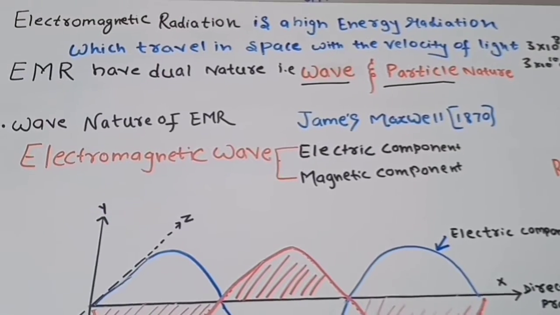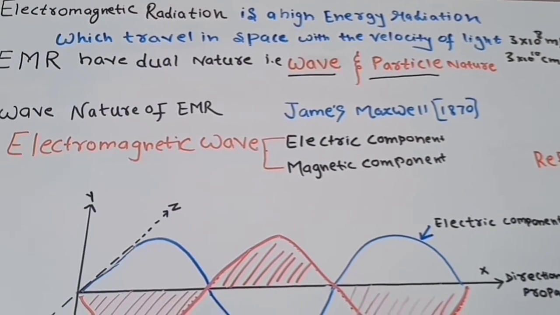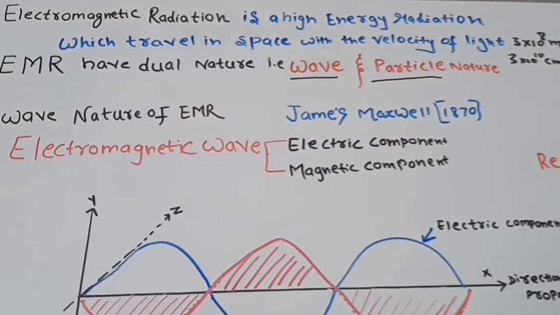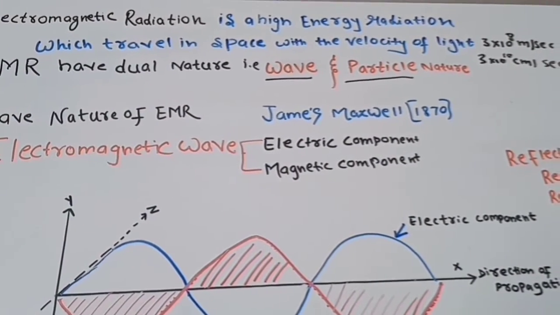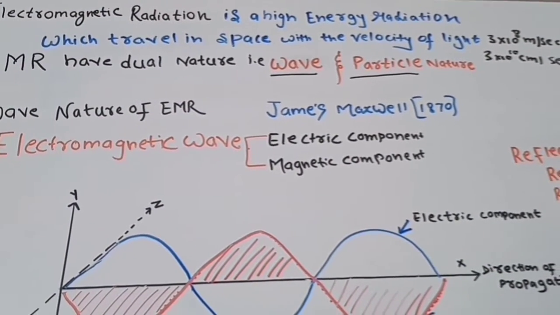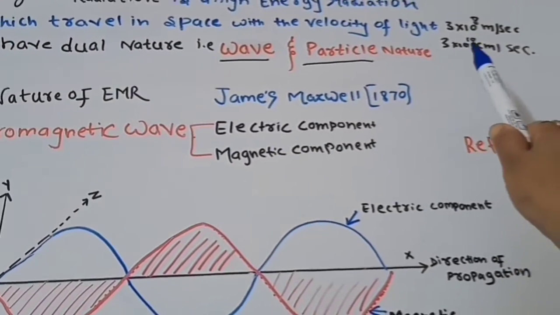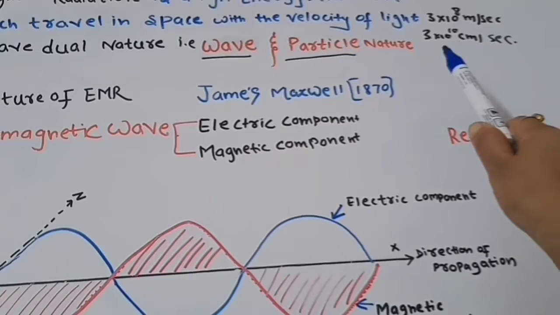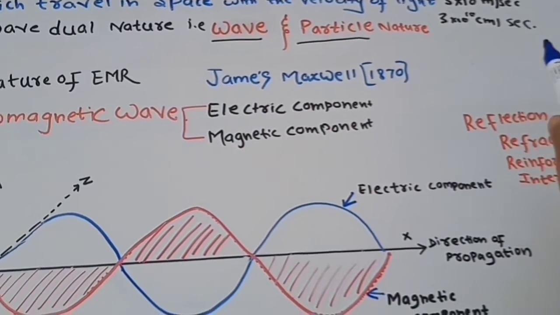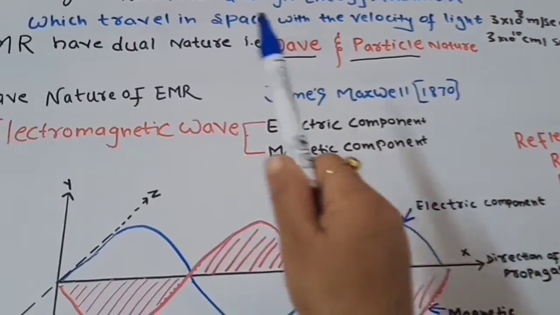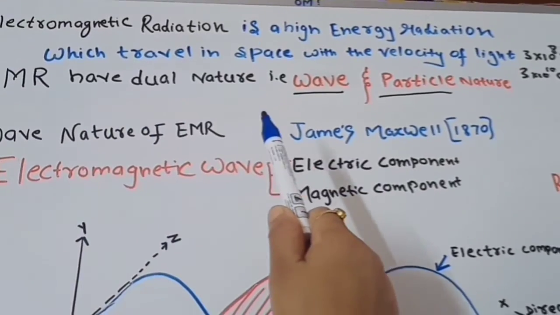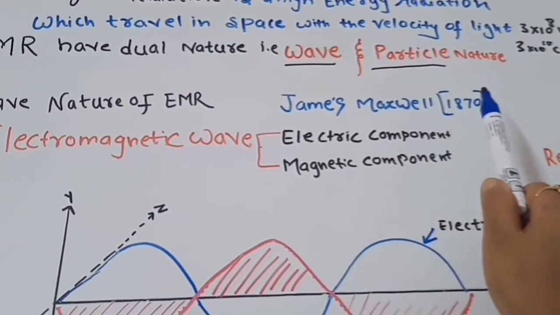So now, what are the electromagnetic radiations? We can say that the electromagnetic radiations are the high energy radiations which travel in the space with the velocity of light, that is 3 into 10 to the power 8 meter per second or 3 into 10 to the power 10 centimeter per second. Then the electromagnetic radiations have the dual nature, that is the wave as well as the particle nature.